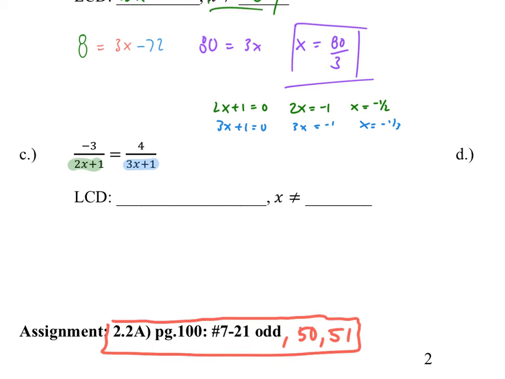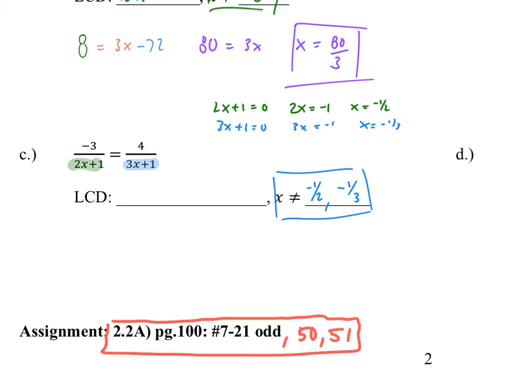So those are the values that x is not allowed to be, because if it is, then it makes one of the denominators 0, and we can't divide by 0, so that's not okay. So if I find out that x is one of these values, then I'll have no solutions again. So start there. What's the LCD?